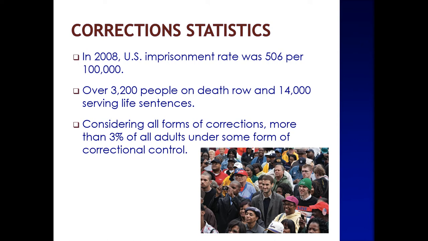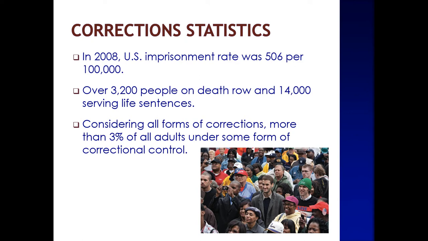Considering all forms of correction, more than 3% of all adults are under some form of correctional control. Now, when they say some form of correctional control, what we're talking about here could be community corrections. It could be parole. It could be probation. It could be actually incarcerated somewhere.